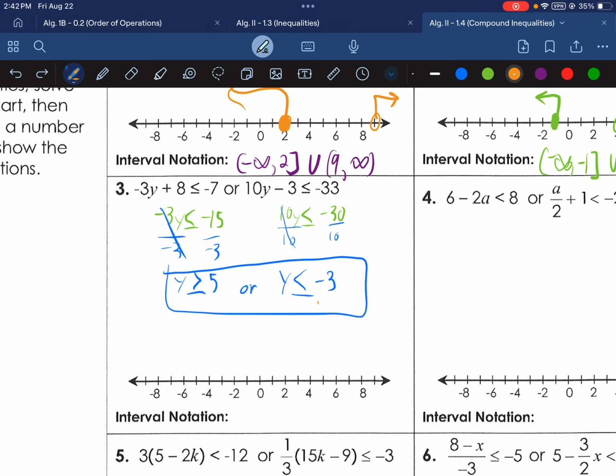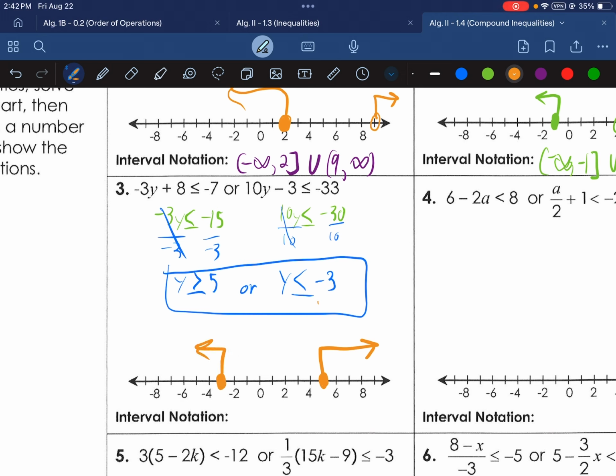When we go to graph, we graph them one at a time again. So let's just say I graph this one first this time because it's on the left. So I put a closed circle at 5, and greater than 5 goes to the right. Whereas y is less than or equal to -3, we will put that on -3 and go to the left because those are less than it.